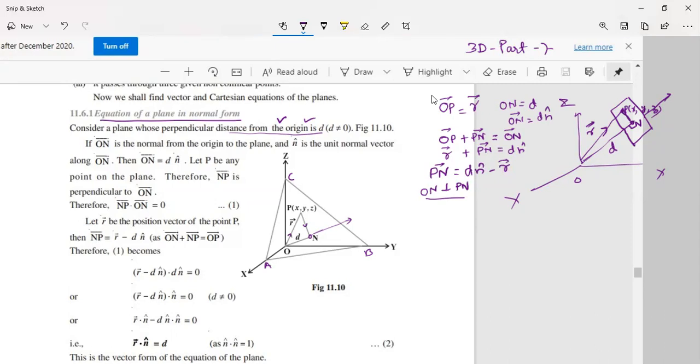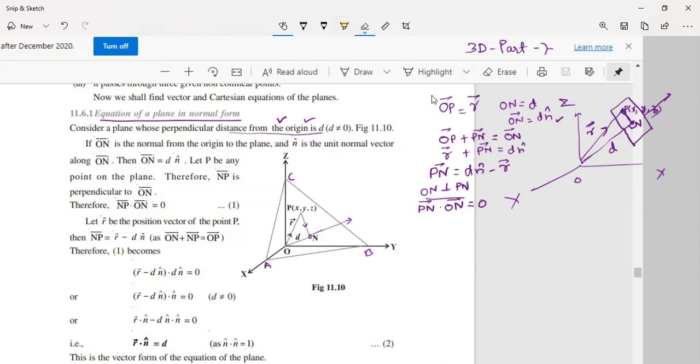And what is vector ON? Vector ON is this. When they are perpendicular, we can say that the dot product of the vectors PN dot ON, when they are perpendicular, A dot B is equal to 0.